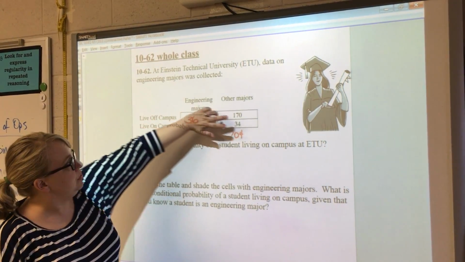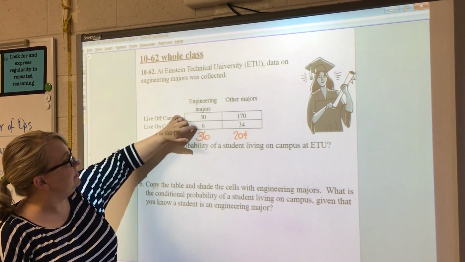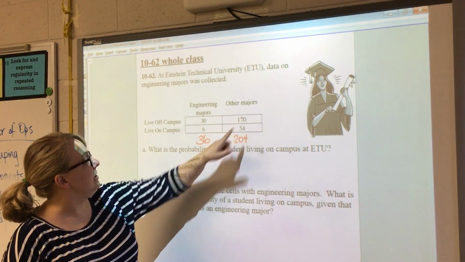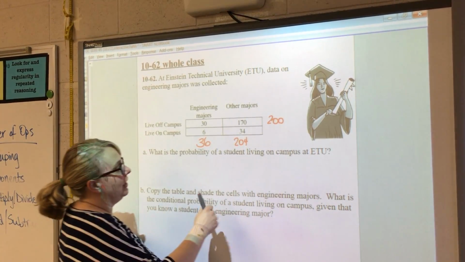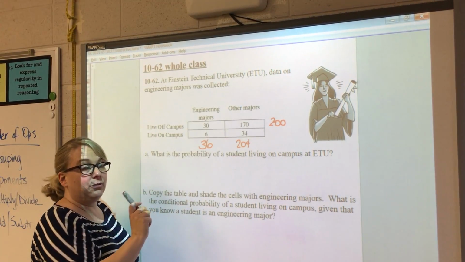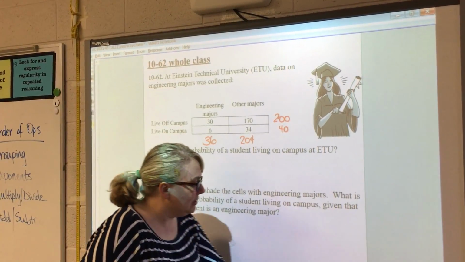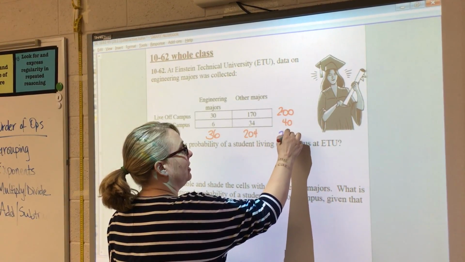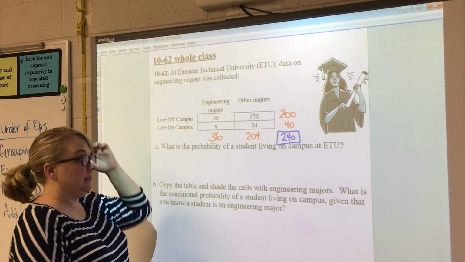Now the other part of the two-way table is that these students either lived off campus or they lived on campus. So 30 and 170 lived off campus, so that's 200 total students living off campus. And 6 and 34 live on campus, so that's 40 total living on campus. These two rows and columns should add up to the same thing. So there are 240 total students.